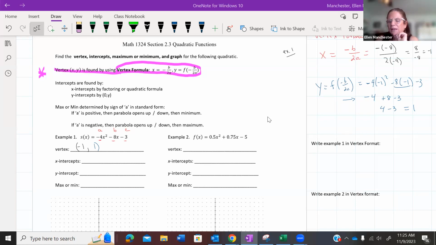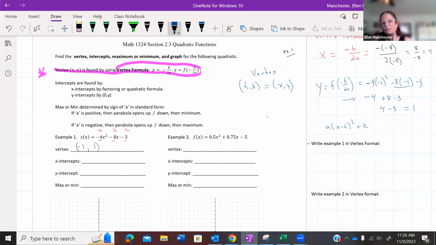So I'm going to write example one in vertex format. Remember, vertex format is a times x minus h squared plus k. Now, here's where h and k come in. h and k is exactly the same as x and y of your vertex.